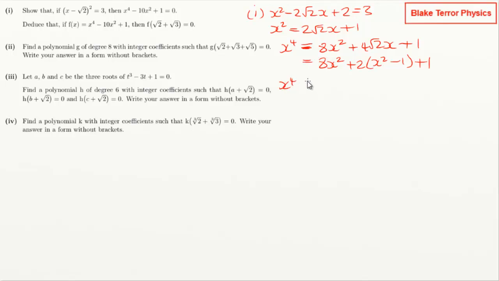So x to the 4, let's get everything to the left. So I've got 10x squared, so minus 10x squared. Minus 2 plus 1 is minus 1 plus 1, 0. Okay, so that's come out.